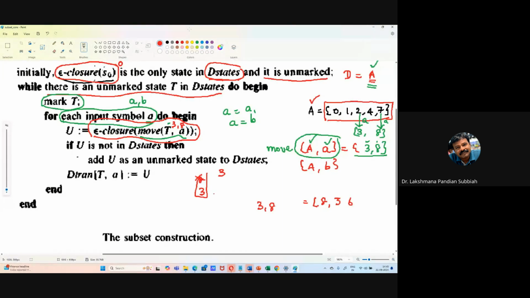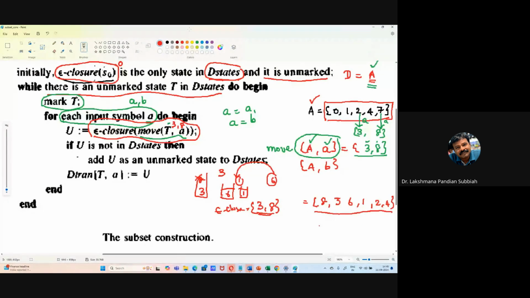Epsilon to 6. Now you push 6 into the stack. Then from 6 we have an epsilon edge back to 1, so 6 to 1. Push 1 into the stack. Then from 1, once again, we have 2 and 4. So this is the epsilon closure for 3 comma 8. Using the previous algorithm, we get these as all the states.